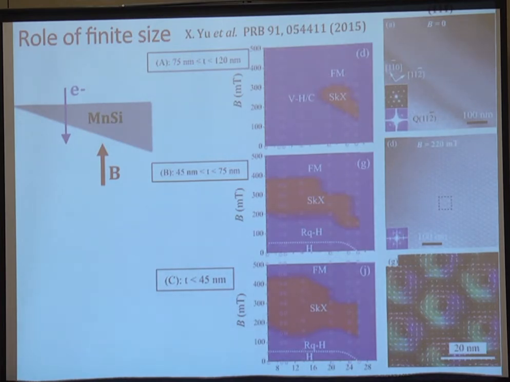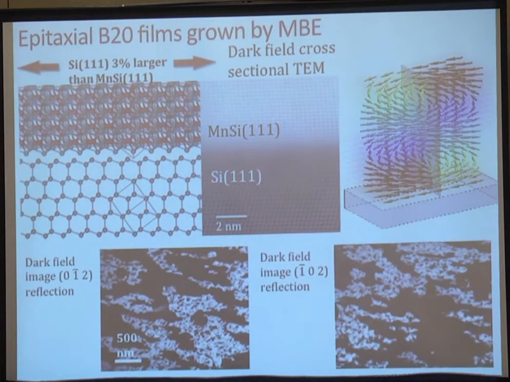So MnSi is built on something. It's an interesting system to investigate some of these effects because we can control film thickness and explore planar size. There's a lattice mismatch of 3%, so MnSi is strained, tensile, on the silicon substrate.